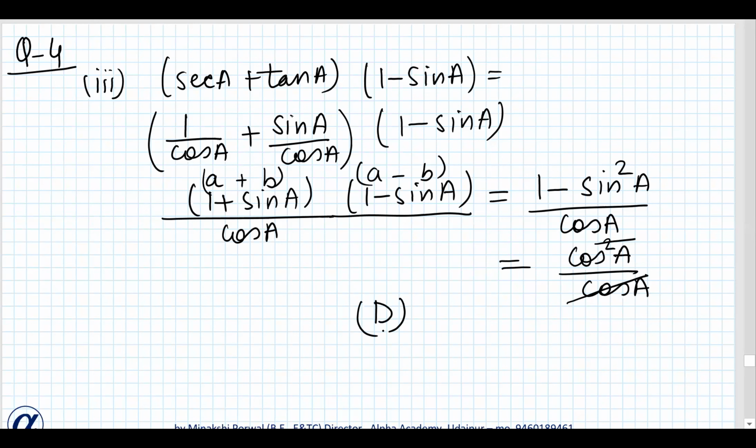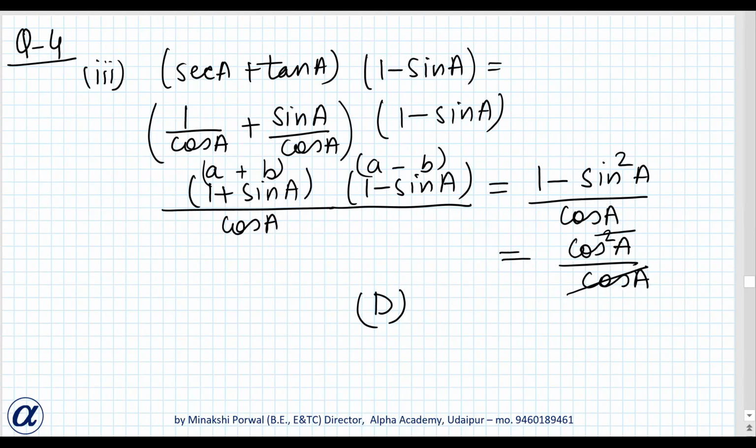Any doubt in this one? Okay, then D part. Doubt or no doubt? Ma'am, ma'am, doubt. Okay, what is the doubt? Ma'am, when will we understand how to apply the formula?